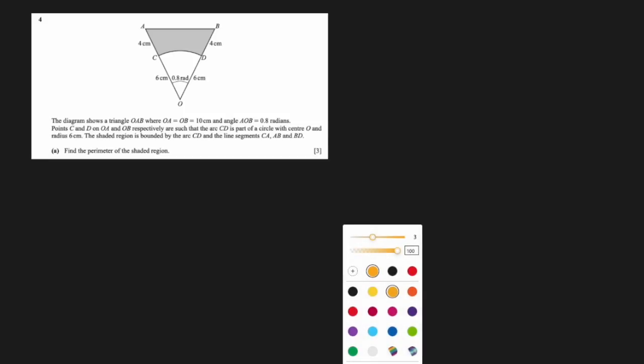Number 4 is about a circular measure where we need to find the perimeter of this shaded region. Okay, so the perimeter is made out of this line, which is 4. So let's write 4. Then this arc CD, then this line, which is again 4 line segment, and this one, which is AB.